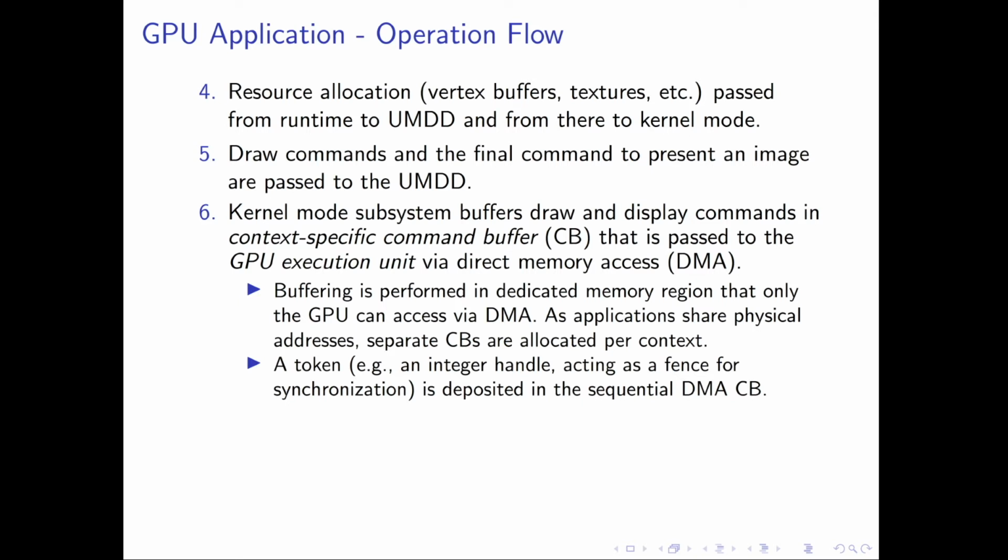And this command buffer is in a dedicated, privileged region of memory, because it's running in kernel mode. The command buffer resides in a memory region that the GPU has access to via direct memory access. So the command buffer with the draw commands and the final present command and other commands that are potentially passed to the GPU, like state changes, resides in a privileged memory region, and the GPU can access that region via DMA. Command buffers are allocated to each application and to each context that the application potentially has. When the application runs multiple threads, then it potentially also has multiple contexts.